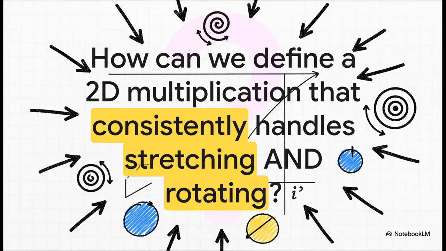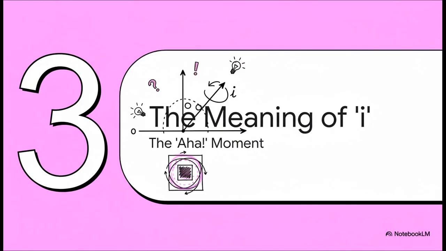And that right there is the big question. That's the challenge. We need to come up with one single rule for multiplication that can handle both stretching and rotating, and do it consistently for every single point on our entire 2D map. How on earth do we do that? And this is it. This is the moment where that weird little rule from the beginning, the i² = -1 thing, suddenly stops being weird and reveals its true, beautiful geometric purpose.